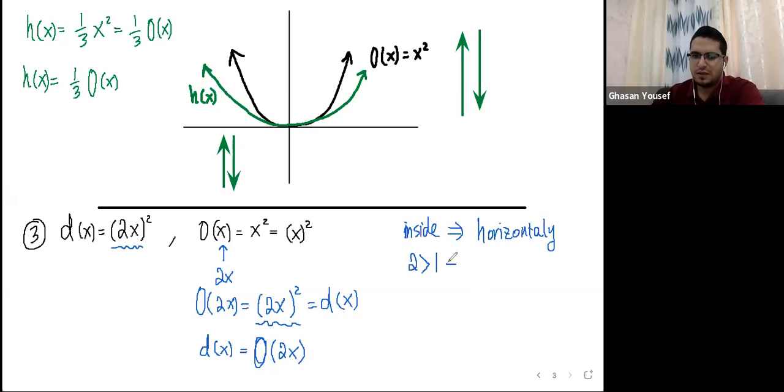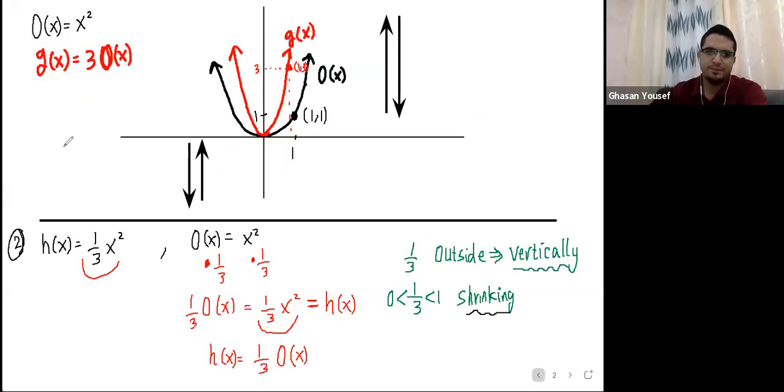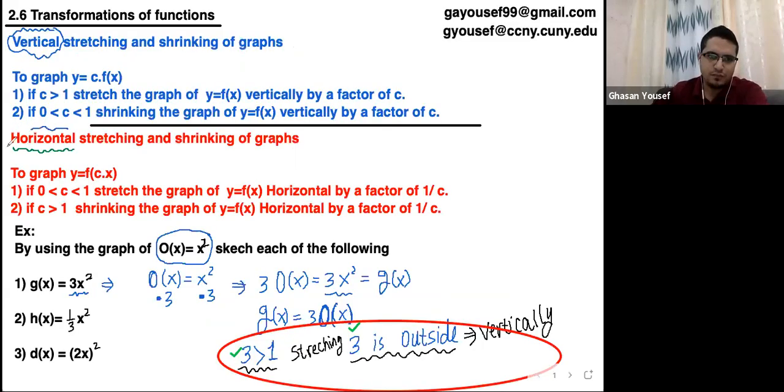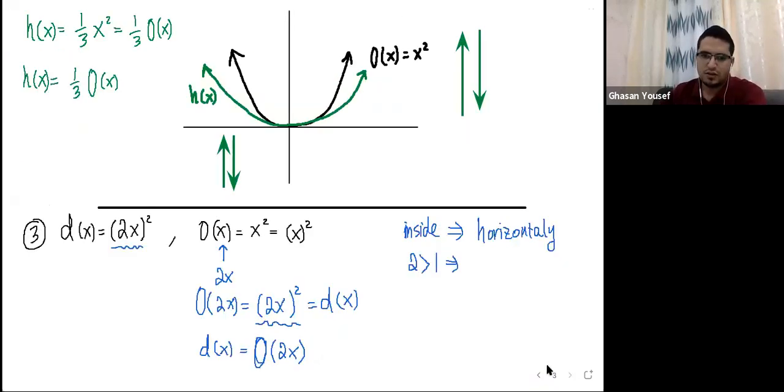Let me go back to the rule: horizontally and greater than 1, this means we have to do shrinking horizontally, shrinking the curve of the original function horizontally. So we have to graph the original function O of x, and then we have to do shrinking. So let's do it.